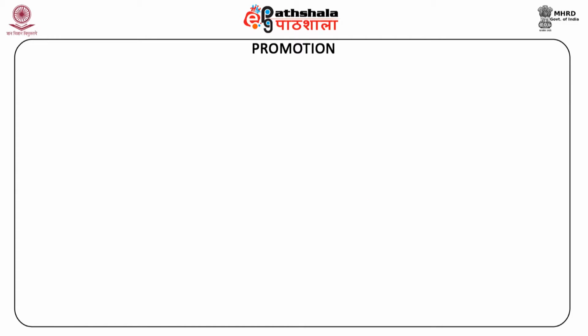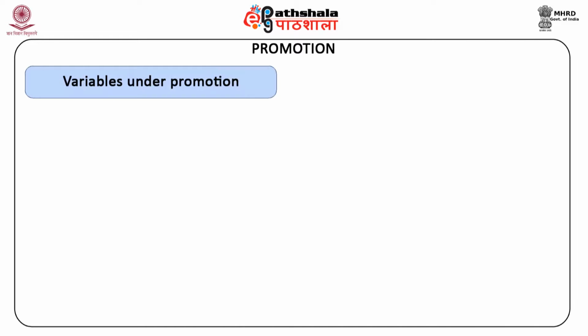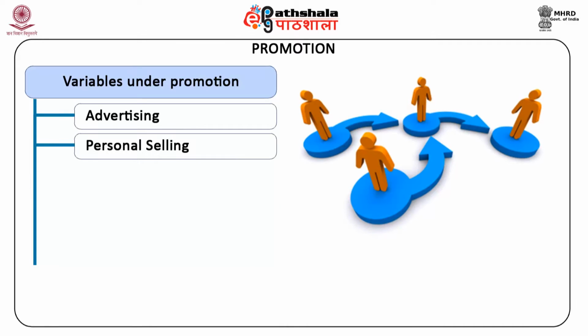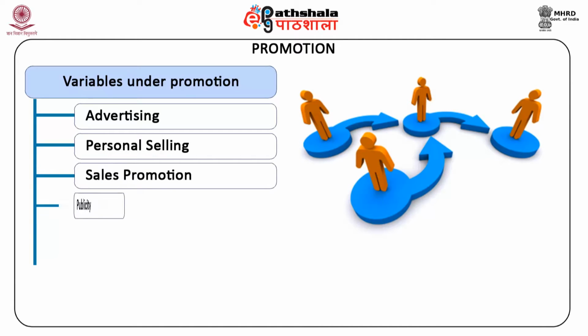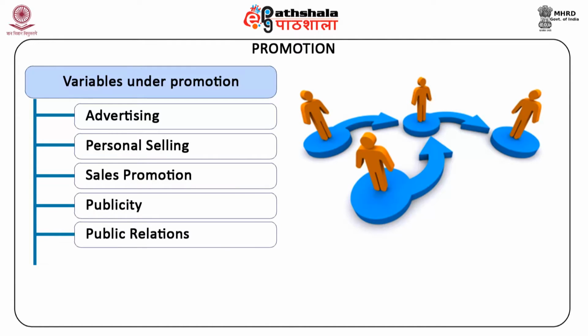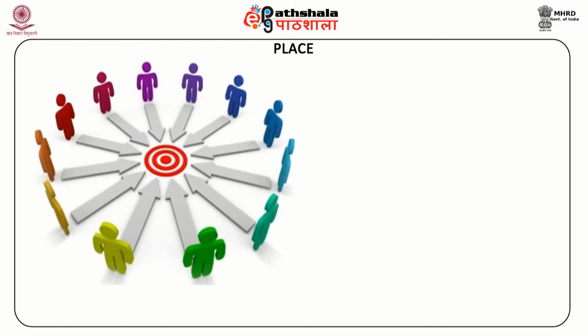Promotion performs the dual role of informing the potential customers about the product and persuading them to buy the product. The variables under promotion mix include advertising, personal selling, sales promotion, publicity, public relations, direct marketing. Place. Place or physical distribution is concerned with the transfer of ownership and physical possession of product from the manufacturer or retailer to the customer.